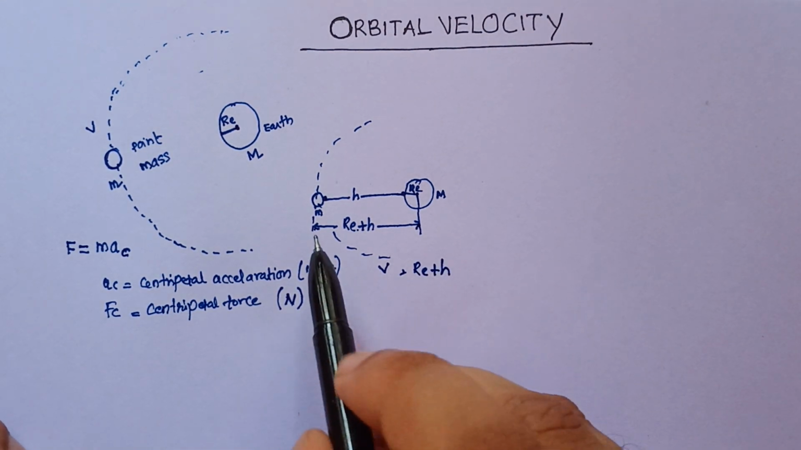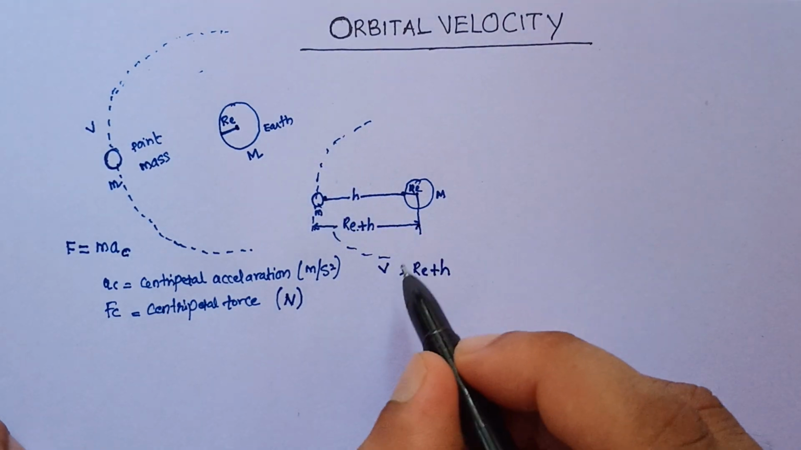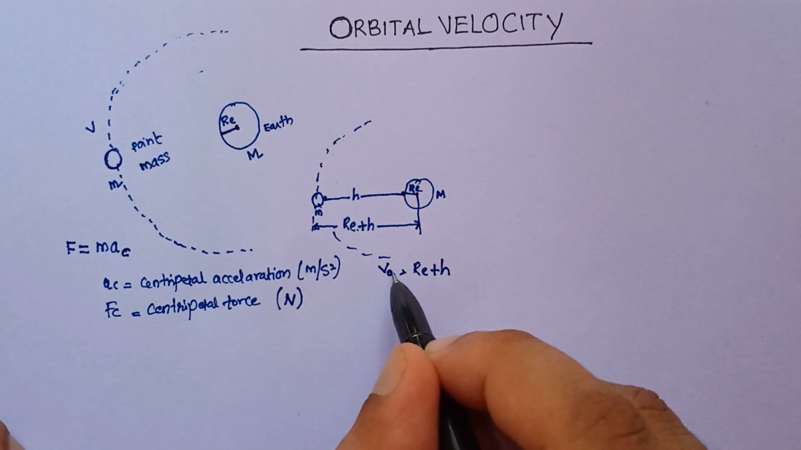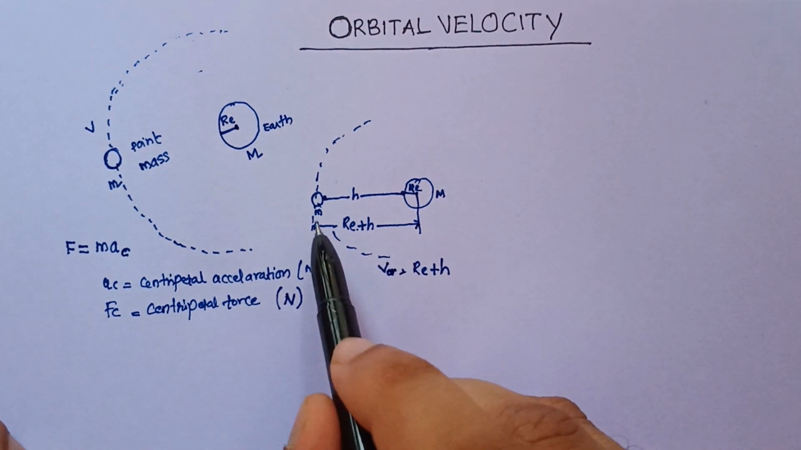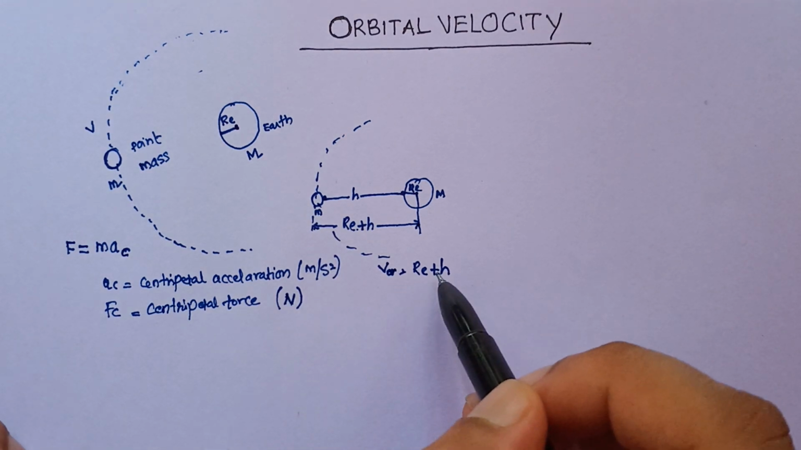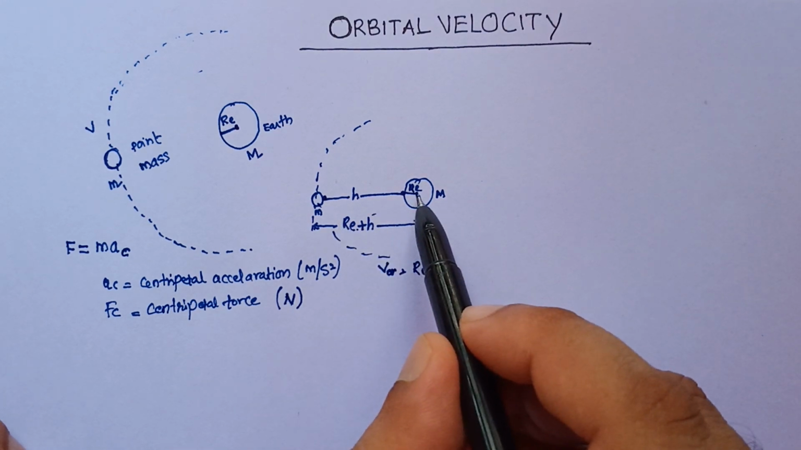So the acceleration at every point in the orbit should be a function of the orbital speed. Let's say it is V orbital, V_or. And this acceleration is a function of V orbital and the radius of the earth plus height, that is the total height from above the earth's surface.